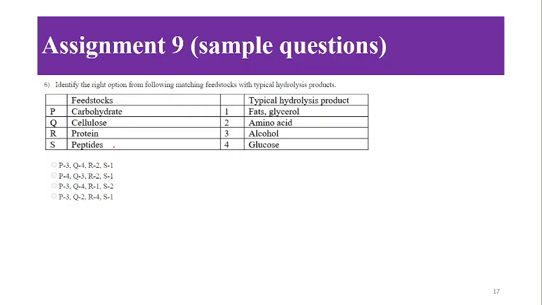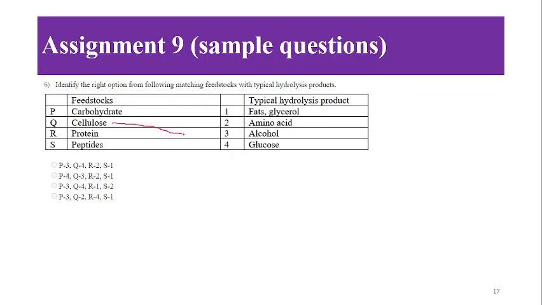Next question, identify the right option from the following matching feedstocks to typical hydrolysis products. So as I had discussed, in anaerobic digestion, the first step is hydrolysis. So we need to find out what these complex molecules are converted into during the hydrolysis process. So firstly, we see carbohydrates are usually converted into sugars or alcohol. So the correct option can be either glucose or alcohol, but we also have here cellulose, which is converted into glucose.